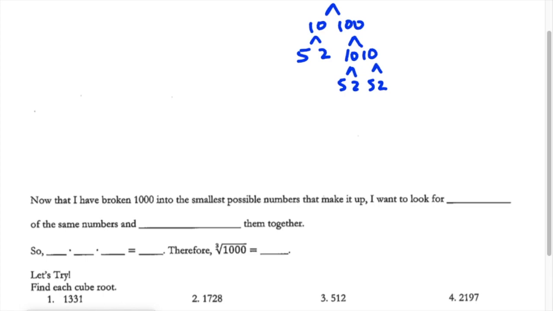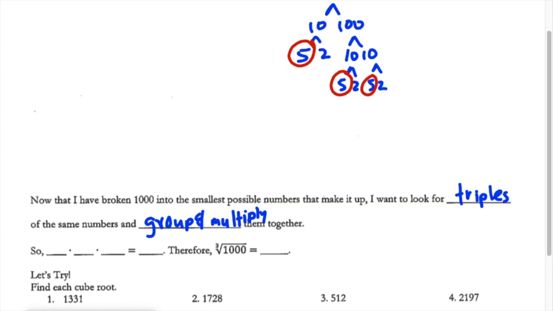Okay, so now that I've broken 1,000 into the smallest possible numbers that make it up, I want to look for triples of the same number, and group and multiply them together. Okay, we're going to group and multiply them together. So what am I going to do here? I'm going to circle in a different color, changing colors now, my triple. So I have 5, 2, 3, it's my triple. And then I have 2 as my second triple.